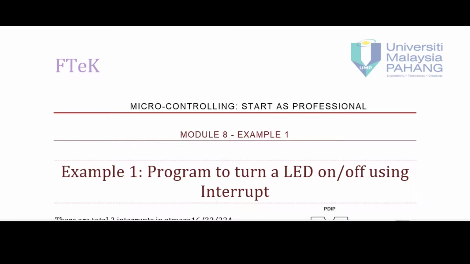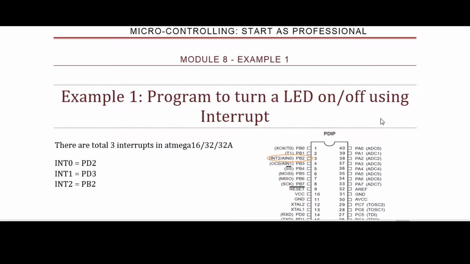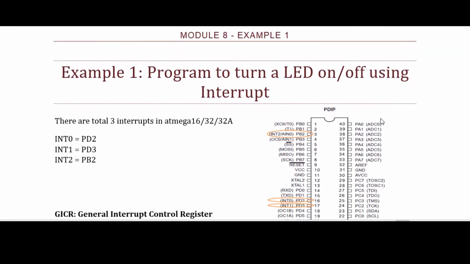Hello everybody. So this is module 1, first example. We are talking about interrupts in our course Microcontrolling Start as Professional. In this first example, we are going to see a simple program to turn an LED on and off using interrupt. So just a quick review.